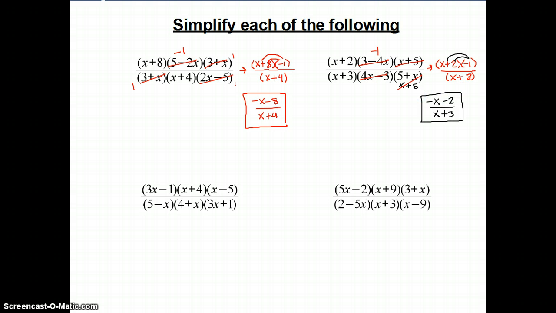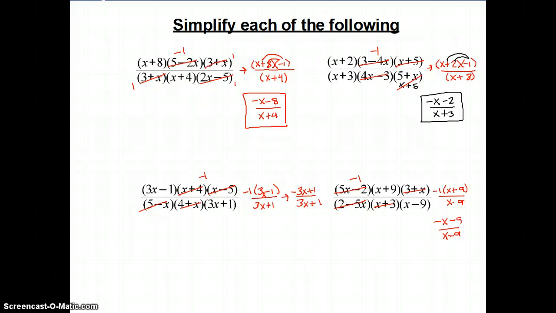Go ahead and pause the video and try the next two on your own. When you are simplifying these, you need to be very careful. We cannot reduce any farther in this case because I have a negative 3x plus 1 in top with a positive 3x plus 1 in the bottom. These are not identical, nor is everything exactly opposite, so we cannot reduce them. And same thing here with our second example.